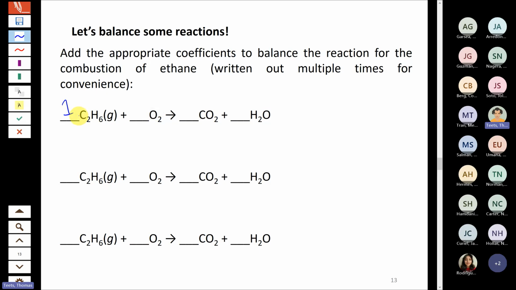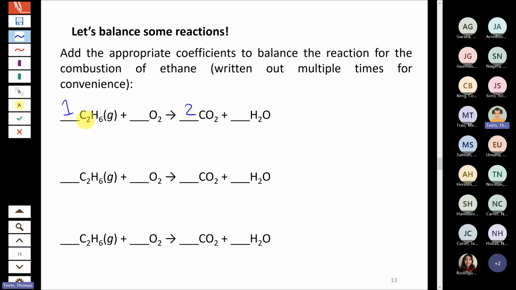So carbon appears only once on the reactant side in C2H6 and only once on the product side in CO2. So our reactant has 2 carbons in it, C2. We need to have also 2 carbons on the product side, so CO2 only has 1, so we put a coefficient of 2 in front of it. The numbers in front tell us how many molecules or how many moles are involved. So if we put a coefficient of 2 there, that means we now have 2 carbons on the right side as well as 2 on the left from C2H6.